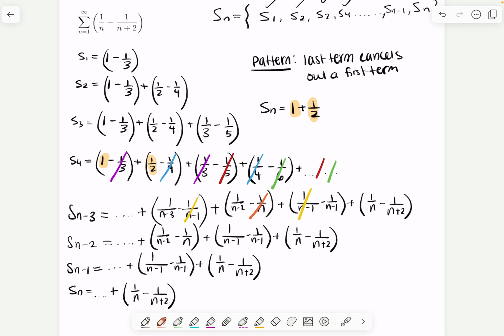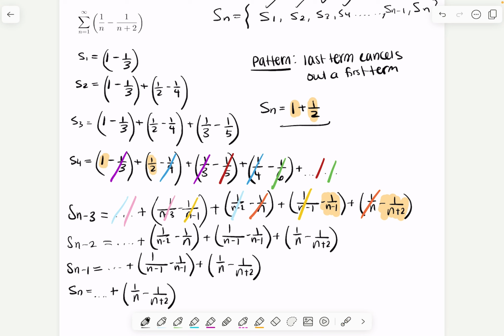This minus 1/n cancels out with this positive 1/n. And then following the same pattern, just like we did over here, we know that a last term will cancel out a first term, so this first term will be canceled out by a last term over here, and this first term will also be canceled out by a last term over here. So essentially, we're left with this and this as our remaining two terms. And here's a hint: if you had two things in the beginning that didn't cancel out, then you will have two things at the end that didn't cancel out.